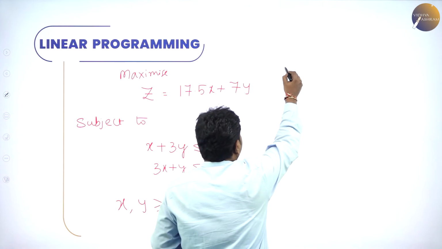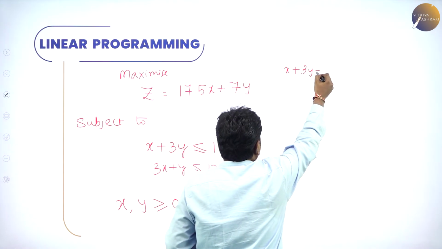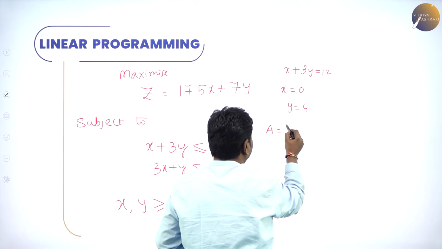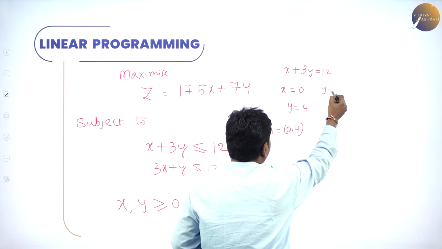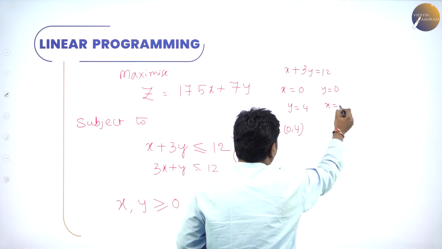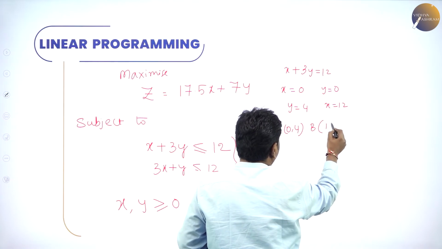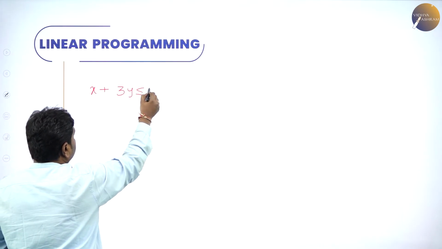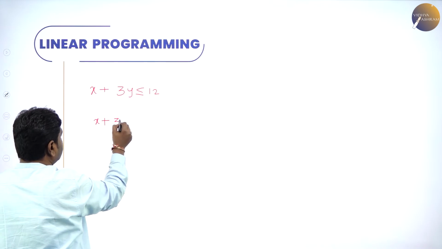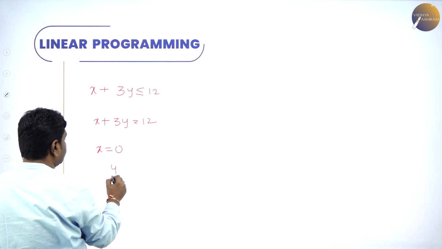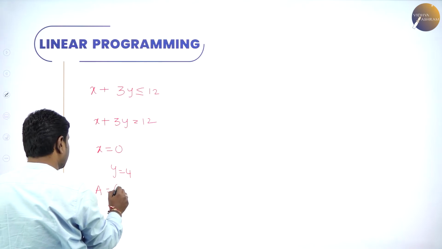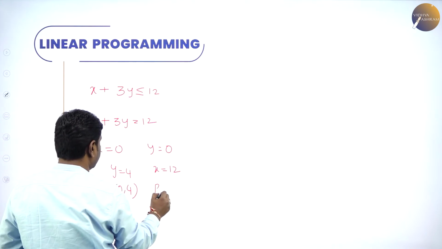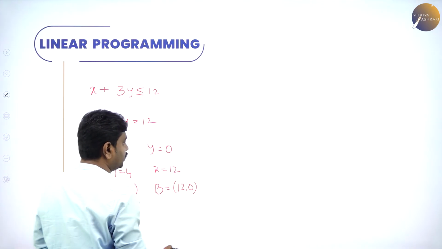First, x plus 3y is equal to 12, you equate. If x is equal to 0, you'll get y as 4. So one point you got is 0, 4. And similarly, put y equal to 0, you get x as 12. The other point you'll get is 12, 0. So now draw the graph.